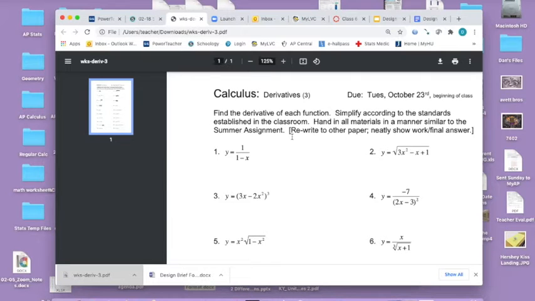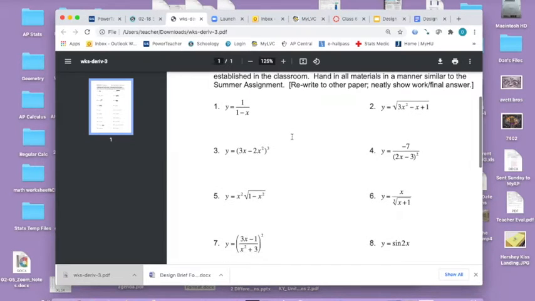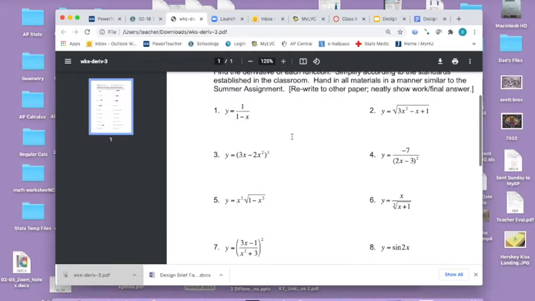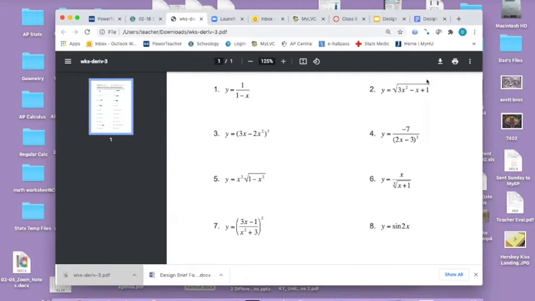Okay, so here we go. I think you're going to find a nice variety of derivatives. I challenge you to do these in one step if you can. I'm going to try to do likewise.